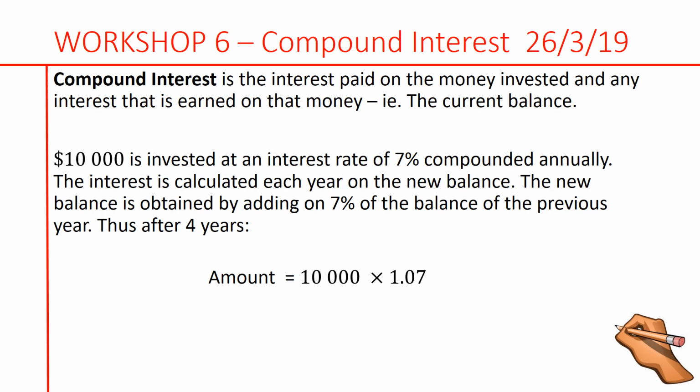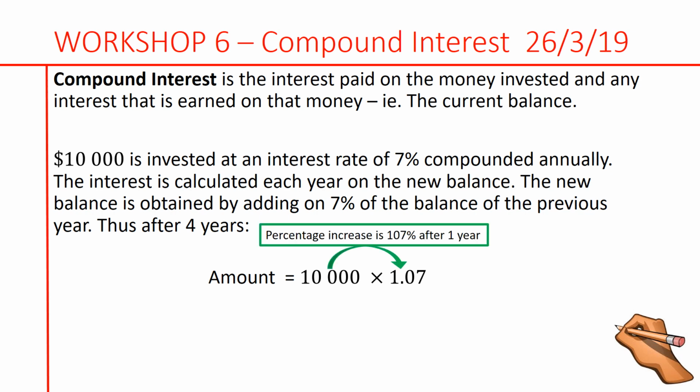110%, because we have that 10,000 plus 7% more, so we're increasing that by 7%. So you can see here 100%, 107% increase is the same as 1.07, but that's after 1 year. So if we'd like 2 years, we're going to times it by another 1.07, 3 years and 4 years.